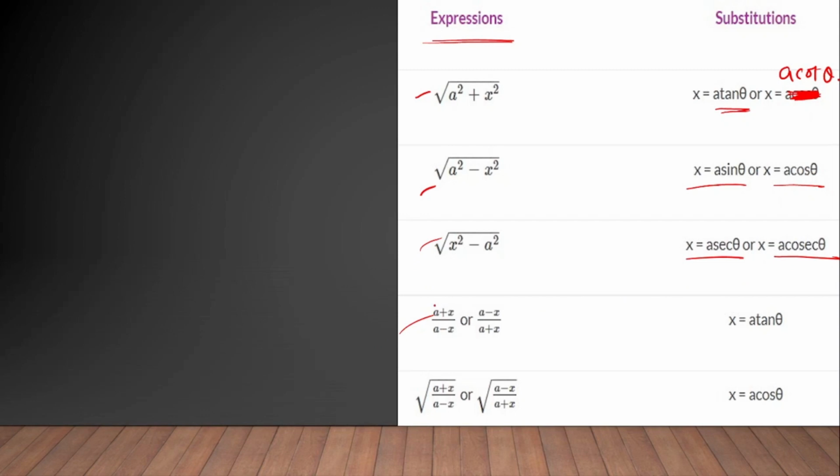And for these types of function, we can write a plus x by a minus x, or a minus x by a plus x, we can write x equals to a tan theta. Okay, we can write over here. Okay, let's go for the next question. Also this is true over here, and let's go for the questions solving.